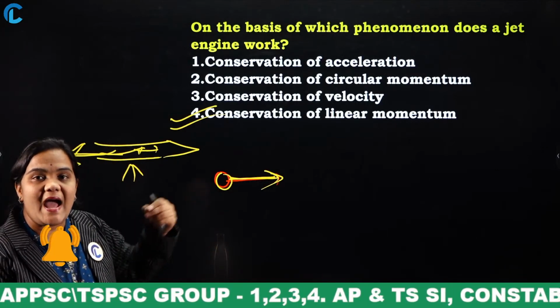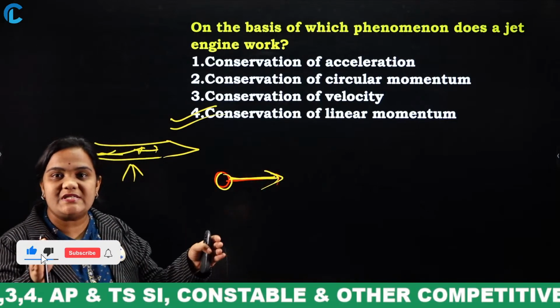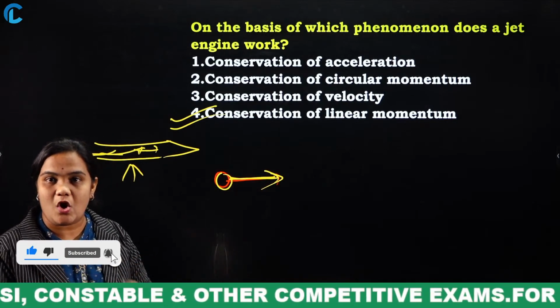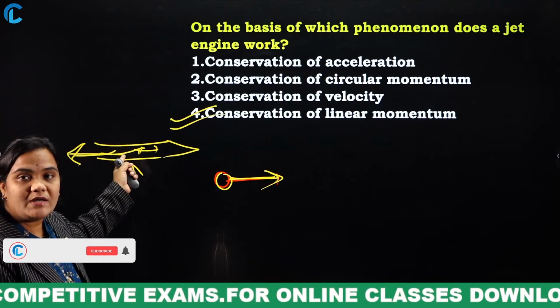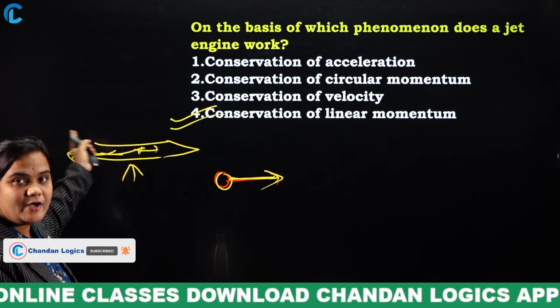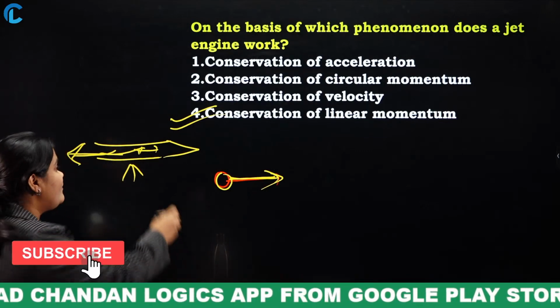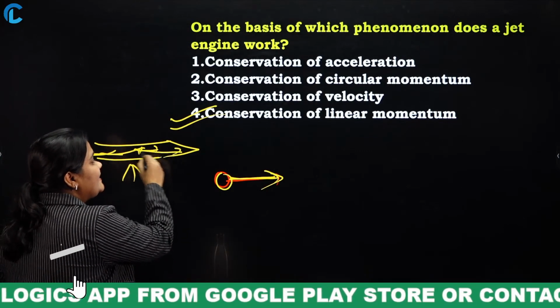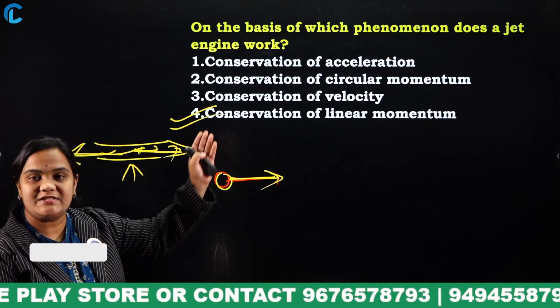As I told, conservation of linear momentum means, in a closed system, the total momentum will be constant. So the momentum is happening in the backward direction. When the gases try to escape in the backward direction, a thrust will be developed in the forward direction, and so the jet engine will work.